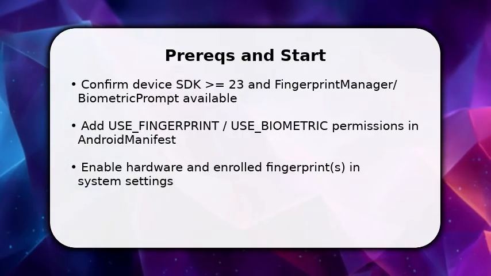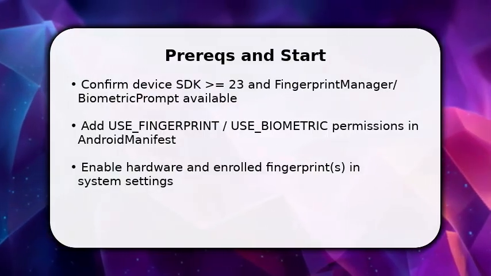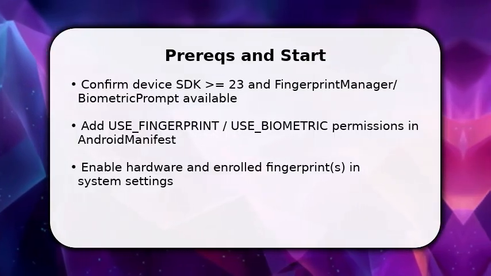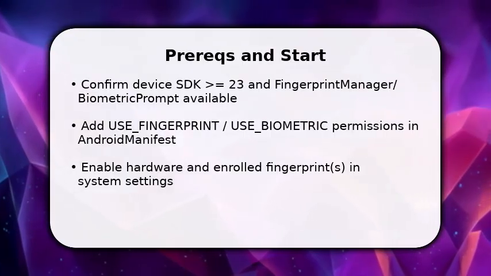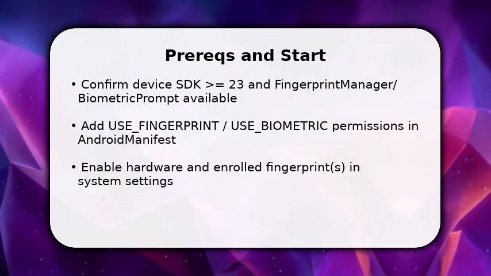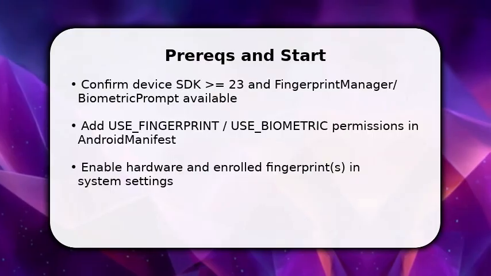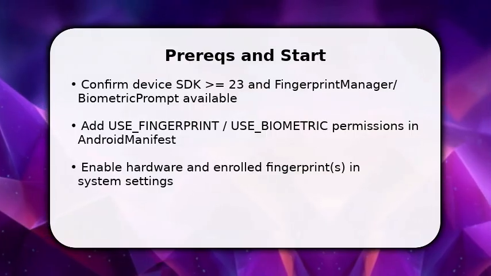You begin by validating prerequisites. Make sure the device runs Android Marshmallow or later and has a registered fingerprint. Next, add the required permissions to Android Manifest and check at runtime that the user granted them. Once done, query the package manager and biometric APIs to confirm hardware support and enrolled fingerprints. This step prevents wasted work in your app.